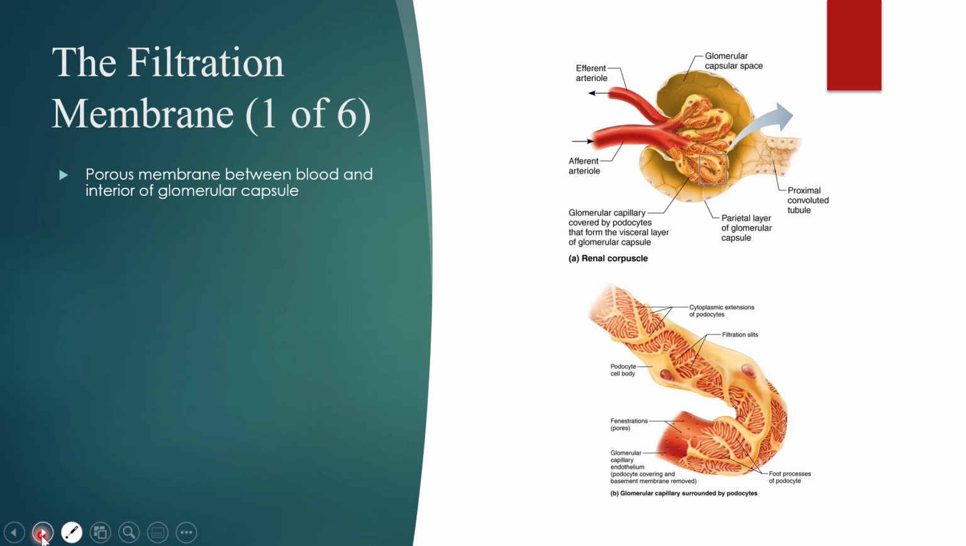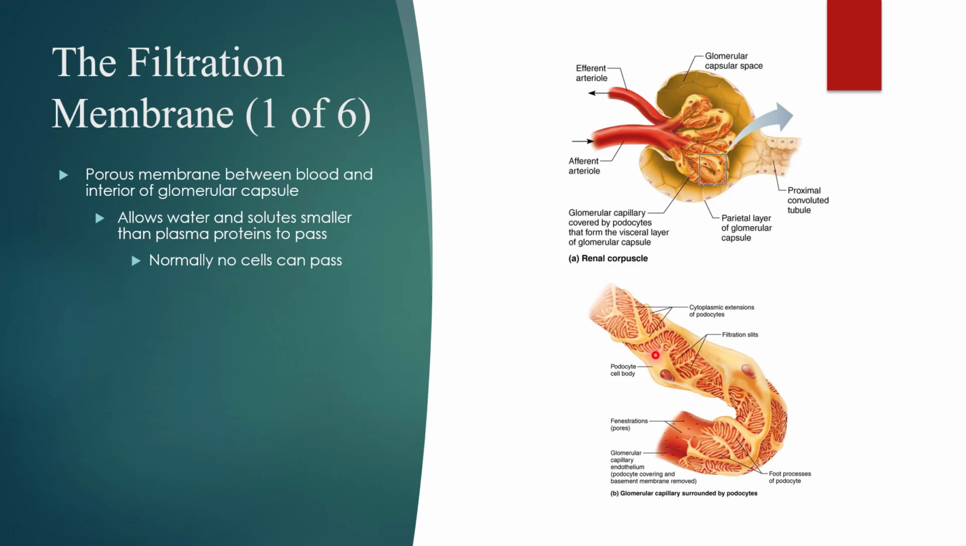Filtration happening in the Bowman's capsule is actually an effective filtration. It has a very effective filtration mechanism brought about by an effective filtration membrane. It is a porous membrane between blood and the interior of the glomerular capsule. It allows water and solutes smaller than the plasma proteins to pass through. Normally no cells can pass right through.